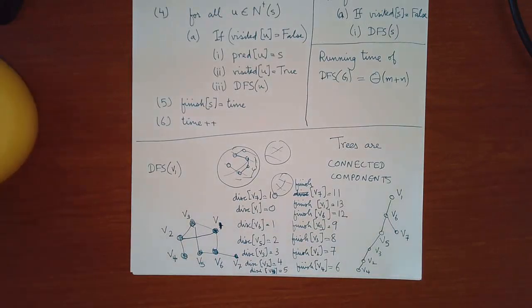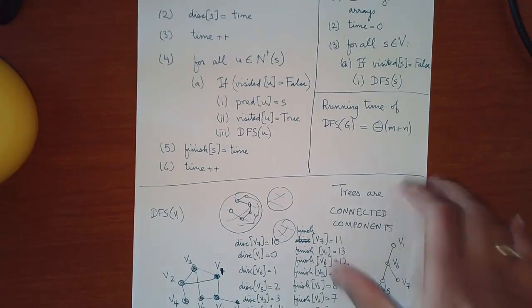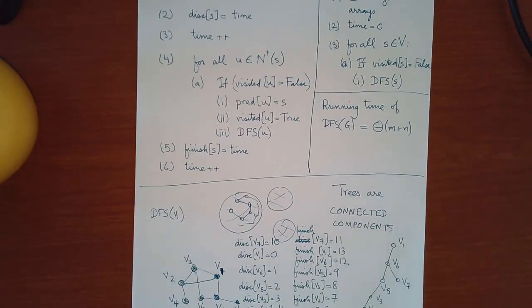Now you might think, why is this useful? What is it that we're learning from this? For that, I'm going to have to give you an example of an application of DFS, which is really neat. But I hope this makes sense. Did running the algorithm make sense? Any questions? Okay, good.